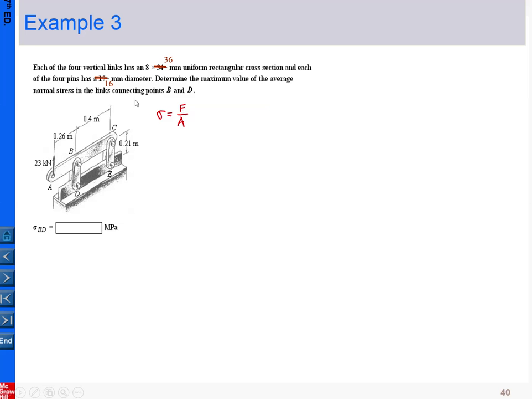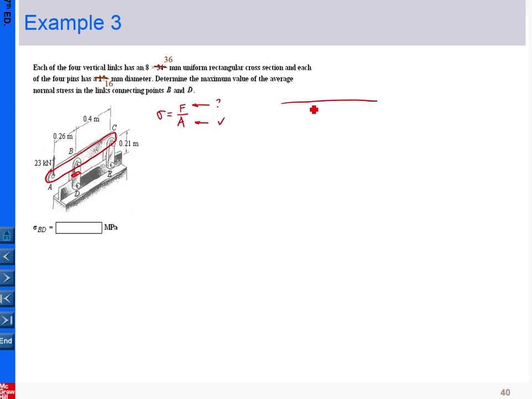From the dimensions, we know the vertical length, and so that means the cross-sectional area is given. So from here, we are able to determine the A. Now the other task is to determine what is the F in this bar BD. To determine this, our hint is to take the free body diagram of this bar.